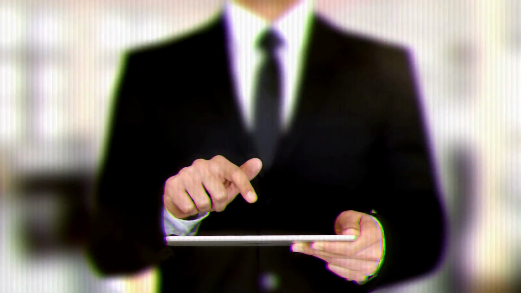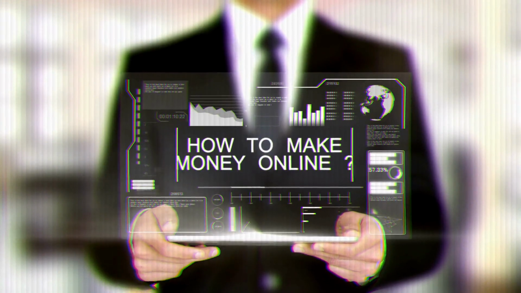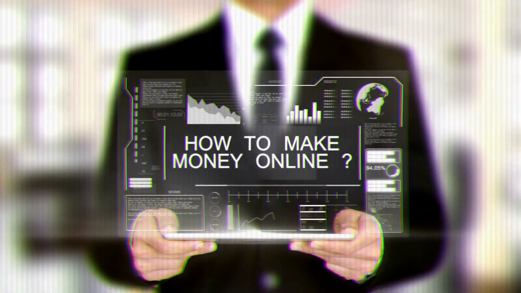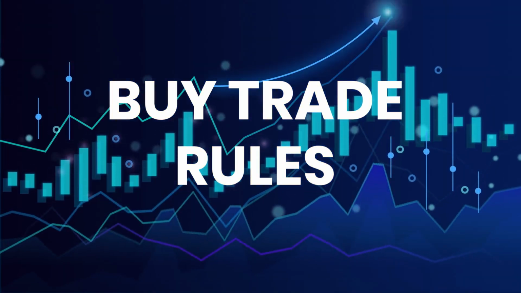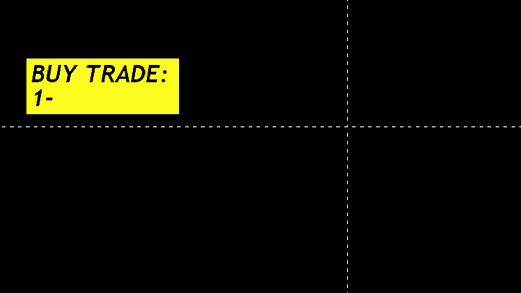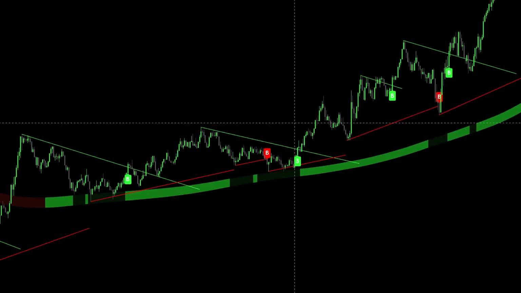Now with the market bias showing us the trend direction, we need to set some clear rules for our trades. Here's how we're going to do it. For buy trades, first we need to confirm we're in an uptrend. That means the price needs to be above the green market bias line. This is our first filter.